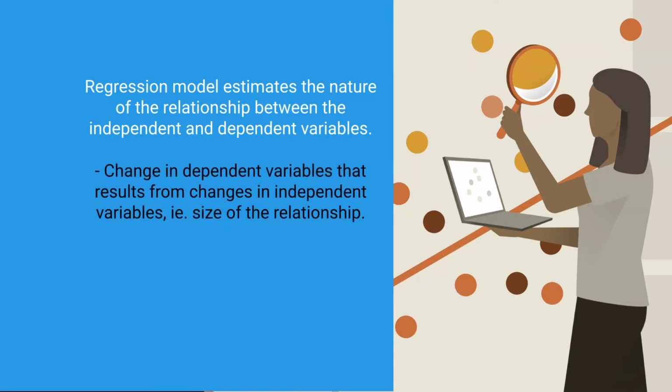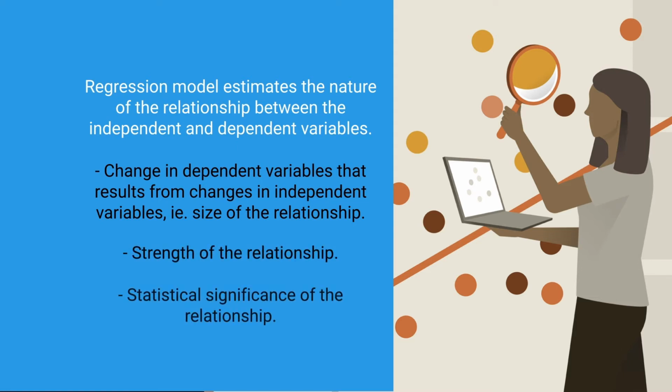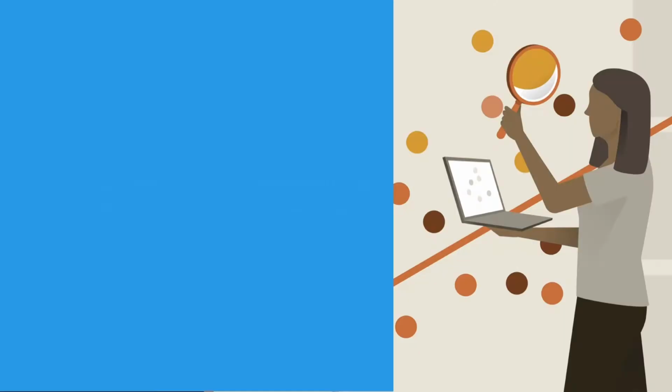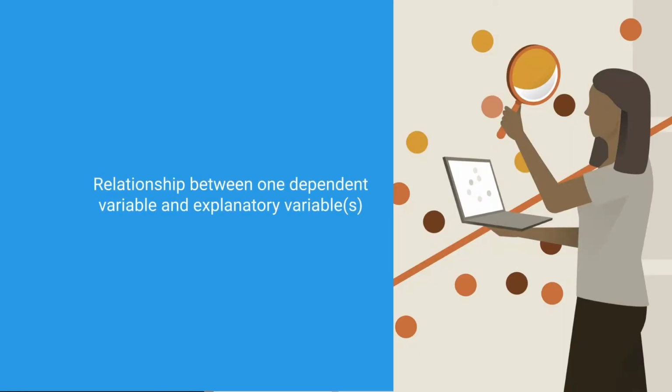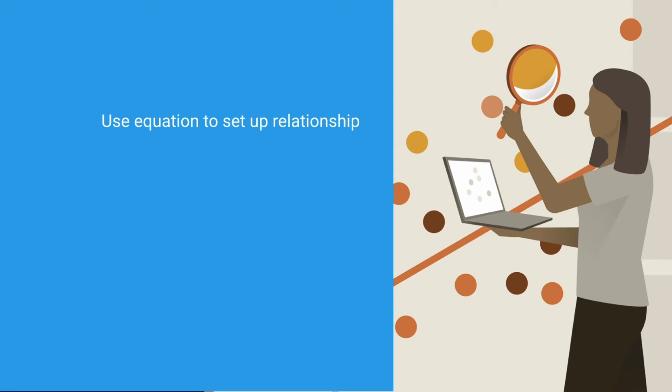So the change in the dependent variable that results from changes in the independent variable: that is the size of the relationship, the strength of the relationship, and the statistical significance of the relationship. When you talk about this regression model, it estimates the nature of the relationship, and the dependent and independent variables are a very important ingredient. So the relationship between one dependent variable and explanatory variables is an ingredient of the regression model, and we are going to use an equation to set up the relationship.